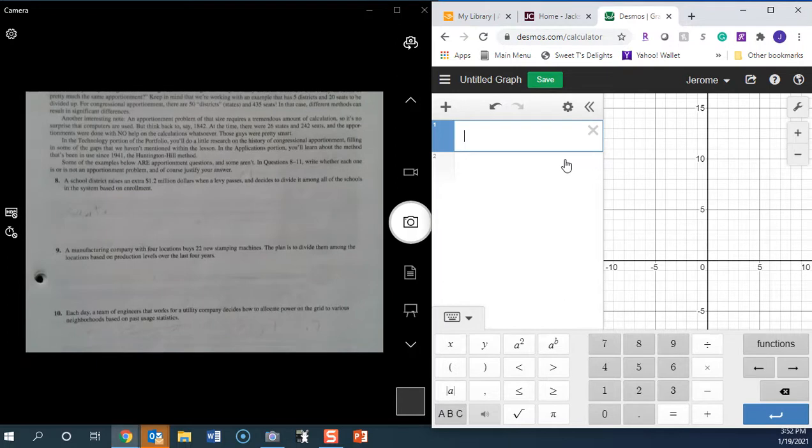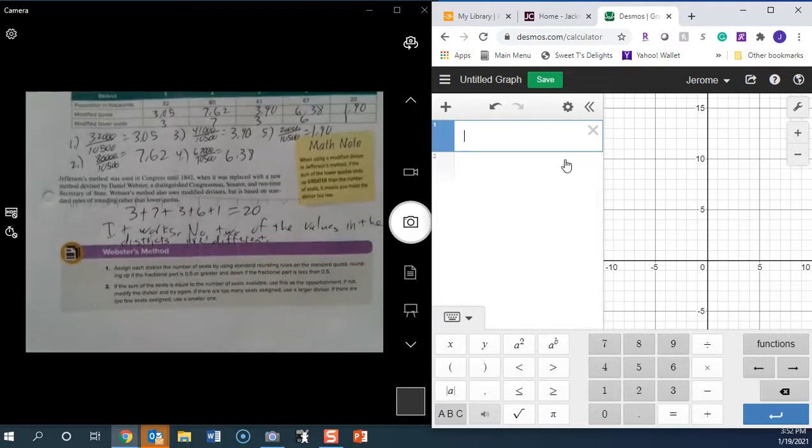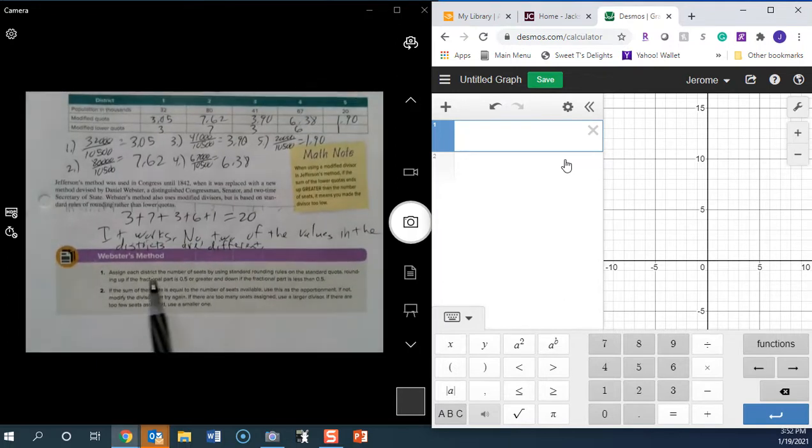Okay, let's go back here to Webster's method. It says assign each district the number of seats by using standard rounding rules on the standard quota, rounding up if the fractional part is 0.5 or greater, and down if the fractional part is less than 0.5. If the sum of the seats is equal to the number of seats available, use this as the apportionment. If not, modify the divisor and try again.